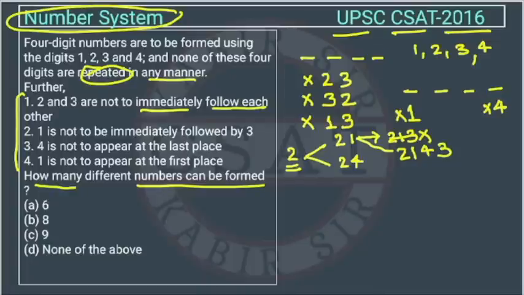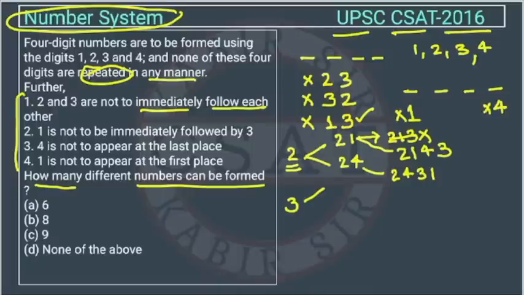Now 2 4, so after 4 can 1 come? 1 can come, but after 1 we would have to put 3, and 1 3 is not possible, right? If we are putting 1, then the last number will be 3 because the numbers are not repeated, but according to this condition we cannot make 1 3, right? So we have to write 3 here and then 1. This is the only possible case, right? So we have formed numbers starting with 2. Now similarly we will try to form numbers starting with 3, right?